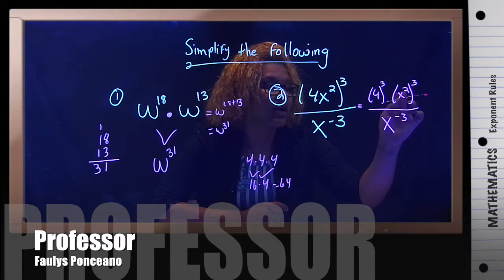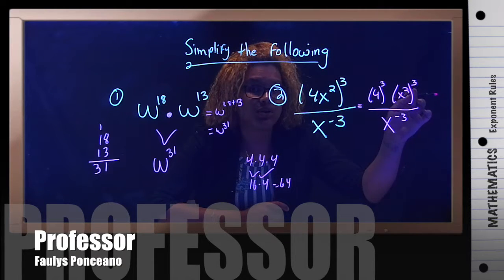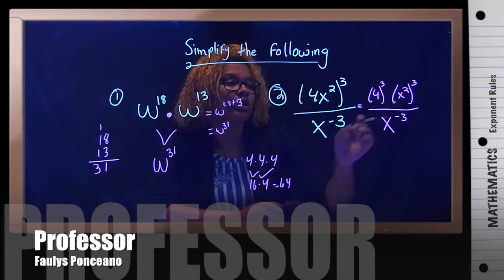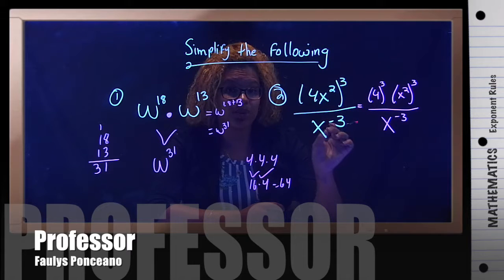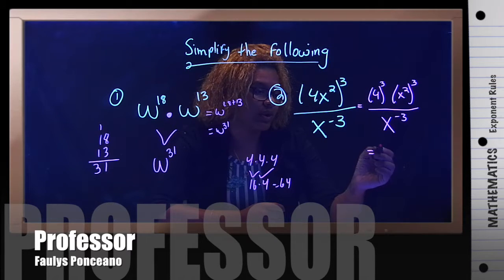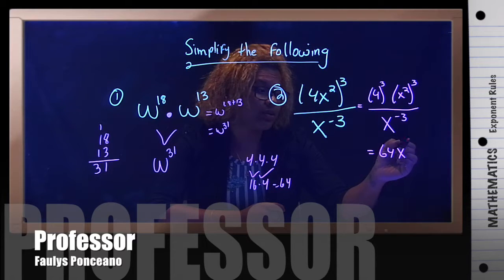Now here, x squared raised to the third. That is the power to a power. And the rule for that is you simply multiply the exponents. So you're going to say 2 times 3. Okay, so I'm going to rewrite this. I have 64x. 2 times 3 gives me 6.